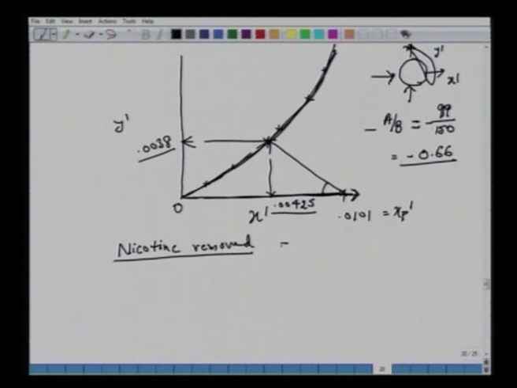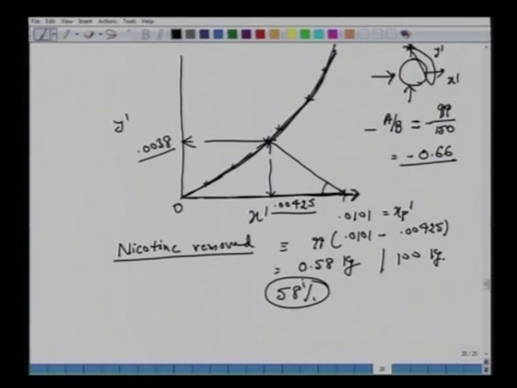Nicotine removed is 99 kg of feed, and we started with 0.0101 minus 0.00425. So we have 0.58 kg per 100 kg. All right. So we can say that we have removed 58% of nicotine. Keep this number in mind.